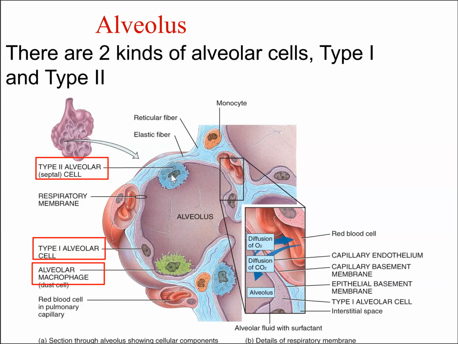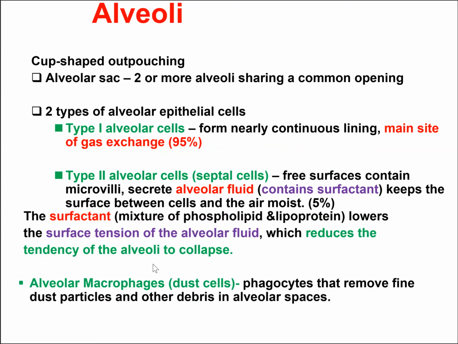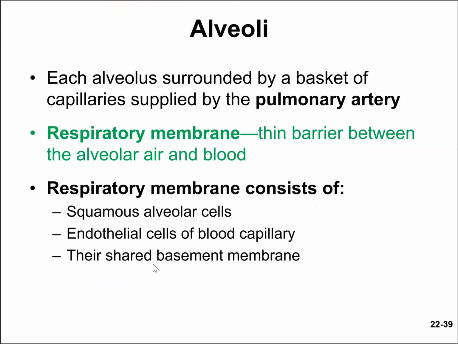And the last type of cells that are present in here are the alveolar macrophages. The alveolar macrophages basically help in phagocytosing any dust particles that might be present in this region of the lungs. So the alveoli itself is the actual respiratory membrane, which is the very thin barrier between the alveolar air and blood. So it's mainly made of squamous alveolar cells to allow quick exchange of gases.